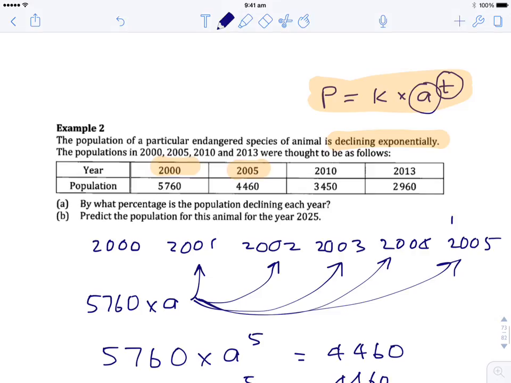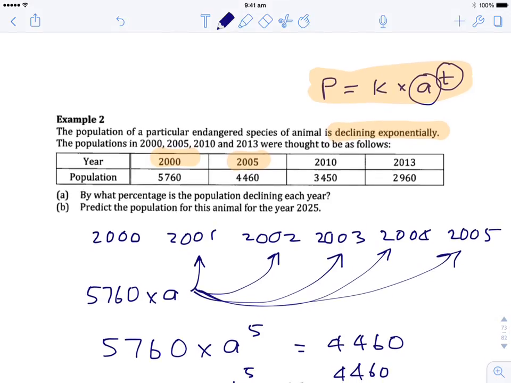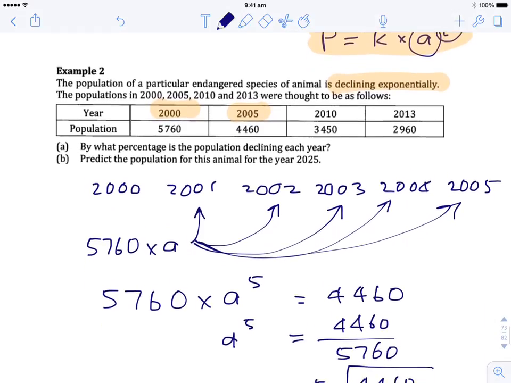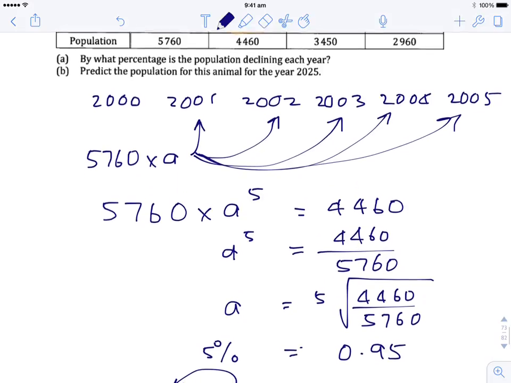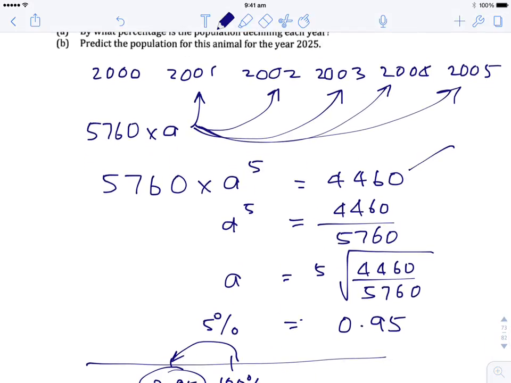Now let's just check and see if that 5% figure is correct. So what I'm going to do is compare 2005 to 2010. Again, we've got a 5-year jump. So you can see the 2010 figure is 3,450. So I could write a similar statement to what I've written here.